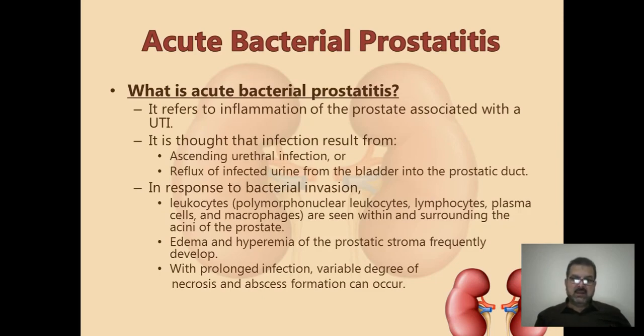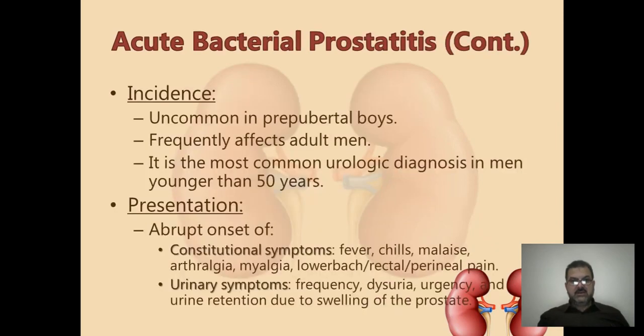From where is it coming? The microorganism usually comes from the urethra, ascending, by refluxing the infected urine into the prostatic ducts. Acute prostatitis is not common in pre-pubertal boys, usually affecting sexually active or adult men. It is the most common urologic diagnosis in men younger than 50.